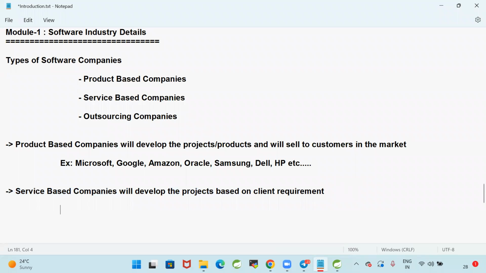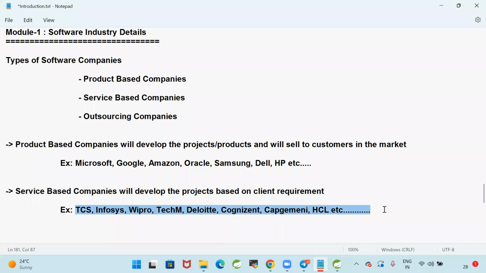So the companies which are developing the projects based on the client requirements are called service-based companies. For example, TCS is a service-based company. Infosys is a service-based company. Wipro, Tech Mahindra, Deloitte, Cognizant, Capgemini, HCL are service-based companies. CGI, Accenture, Deloitte, Tech Mahindra, Wipro, Infosys, TCS, all these companies are called service-based companies.